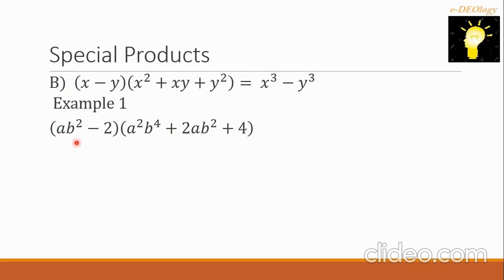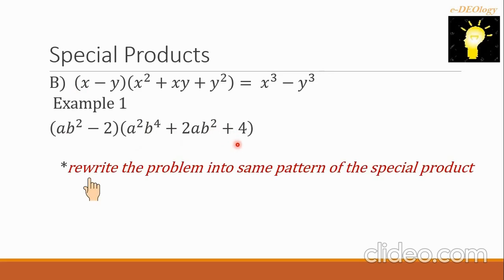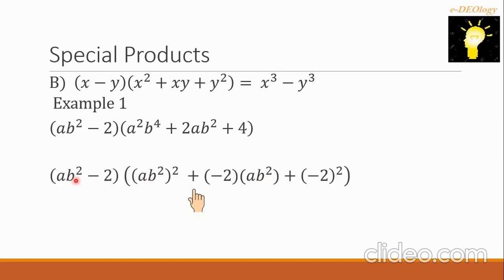So this is ab squared minus 2, our binomial. In the trinomial, it's written a squared b raised to 4 plus 2ab squared plus 4. And then we can rewrite the problem into the same pattern of the special product. For the binomial, we simply copy. Now, for the first term of the trinomial, let us show that this is the square of the first term, ab squared. So this is ab squared, and then the power 2 is outside. If we simplify this, we will go back to our a squared b raised to 4.